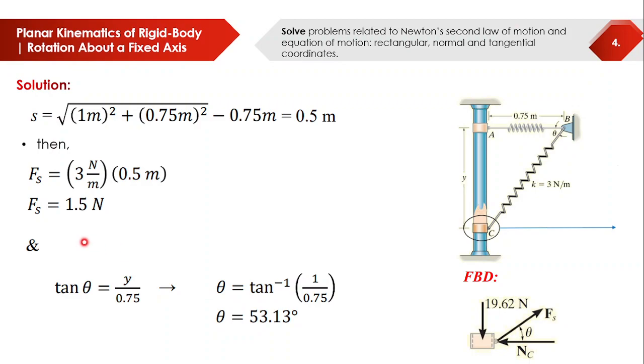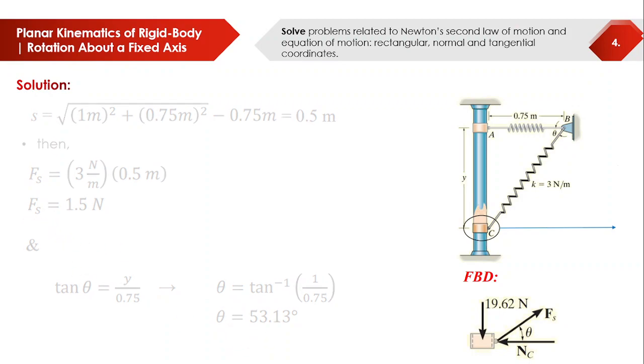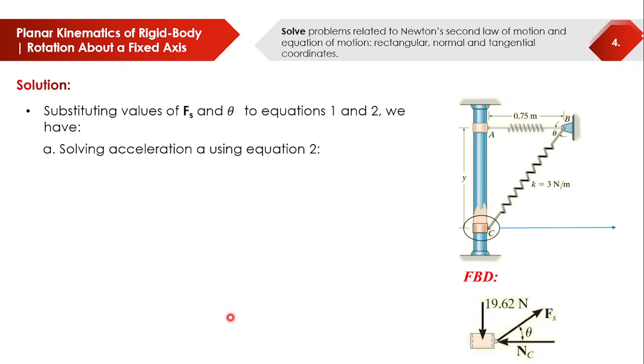So we have solved for the spring force and the angle. Then we can now proceed to solving for our normal component, and also the acceleration, of course. Now, a is equal to 19.62 Newton minus the spring force sine theta over 2.